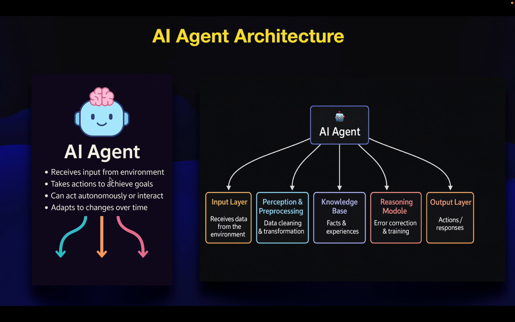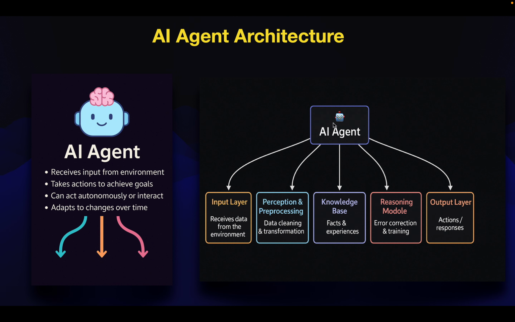It receives an input from the environment. It takes action based on our goals, either autonomously or through iteration. And most important, it decides to adapt and improve over time. This is really going to be the key point. It's not only delivering you the correct answer, but based on that it is improving over time.